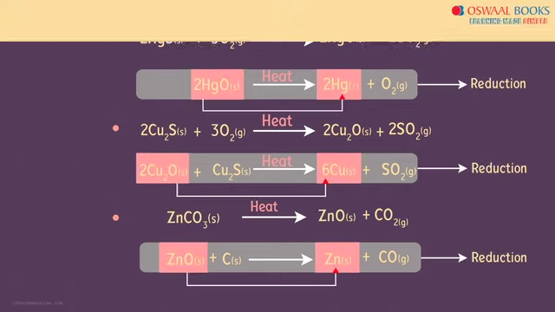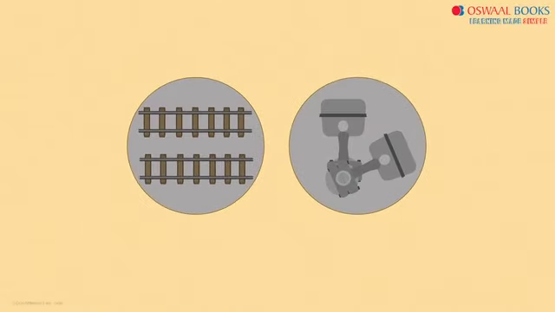Do you know how cracked machine parts or railway tracks are joined? We use the thermit method, which we will cover in the next video.